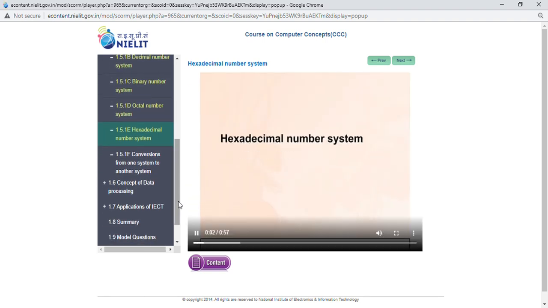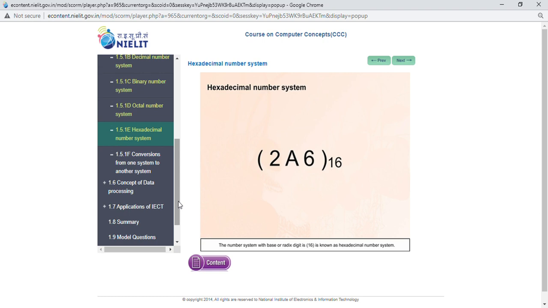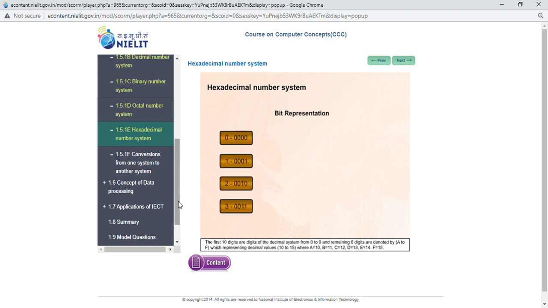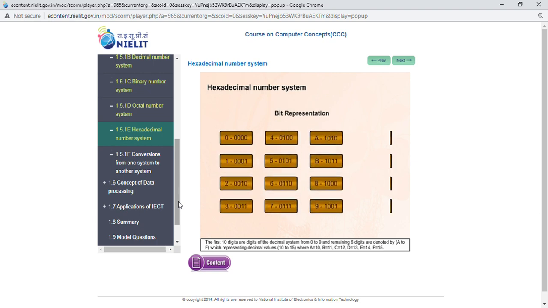Hexadecimal number system. The number system with base or radix 16 is known as hexadecimal number system. This system requires 16 digits to represent the number. The first 10 digits are digits of the decimal system from 0 to 9 and the remaining 6 digits are denoted by A to F, representing decimal values 10 to 15, where A is equal to 10, B is equal to 11, C is equal to 12, D is equal to 13, E is equal to 14, F is equal to 15.